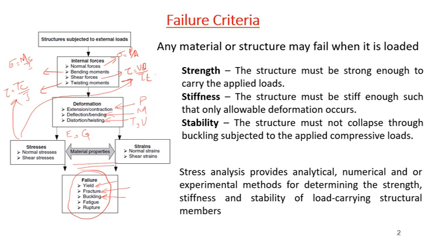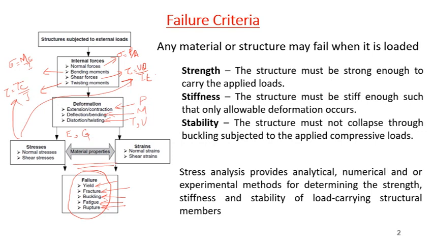Or fatigue, which is also known as progressive fracture. Under repeated load, the material properties change, the load-bearing capability reduces, and that causes the structure to fail, even when the stresses are within the ultimate stress. Rupture is sudden failure, or sudden breakage of the member into pieces. But for those types of failure, we have to find the stresses on the structure or the strain on the structure.